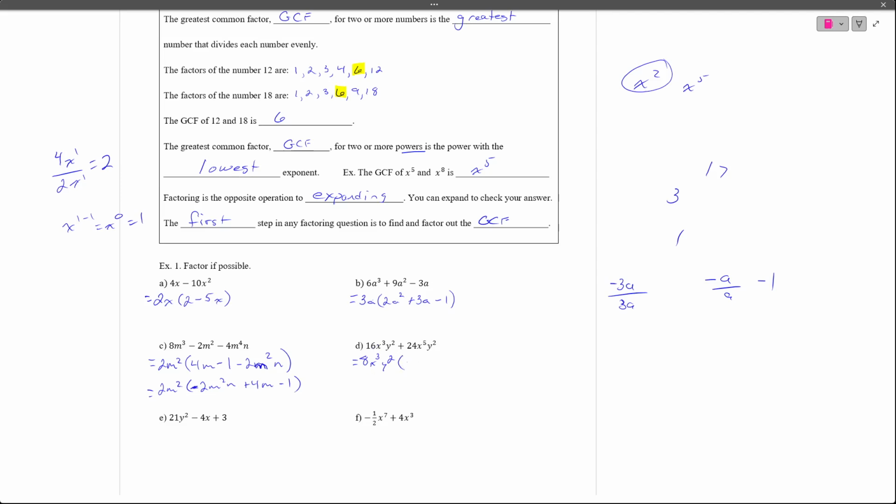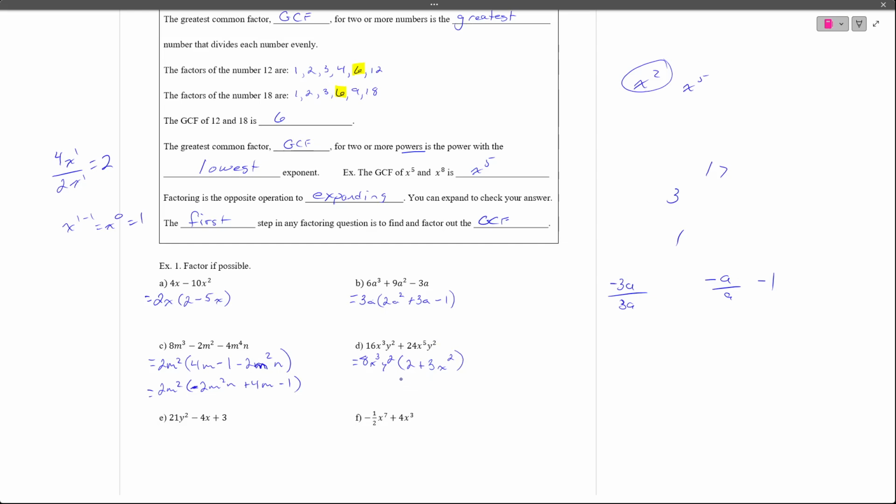16 divided by 8, that's 2. X cubed divided by x cubed, 3 minus 3 is 0, so that just goes away. They're gone. And then y squared divided by y squared, that also goes away. So we only have a 2 left over out of that. That's so sad. So now we do 24 divided by 8. Well, that's a 3. X to the 5th divided by x to the 3rd. Subtract the exponents, we end up with x squared. Y squared divided by y squared, the y squared goes away. There's our final term.